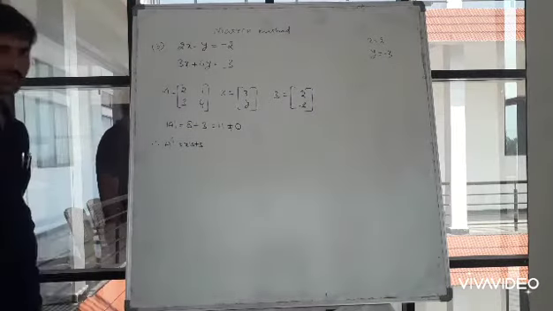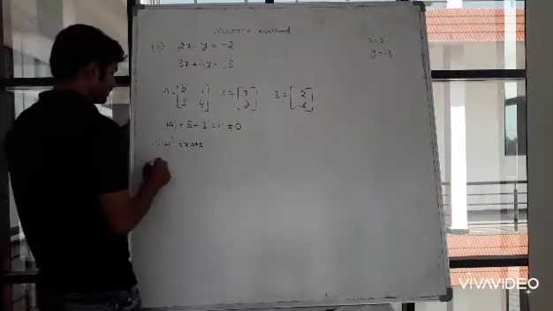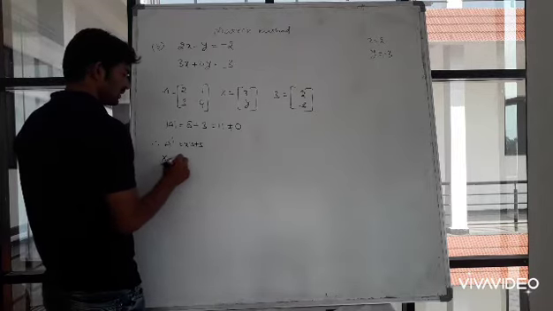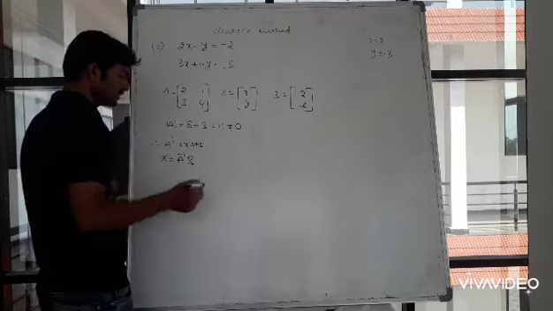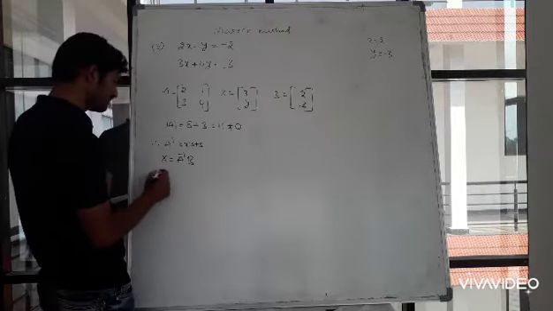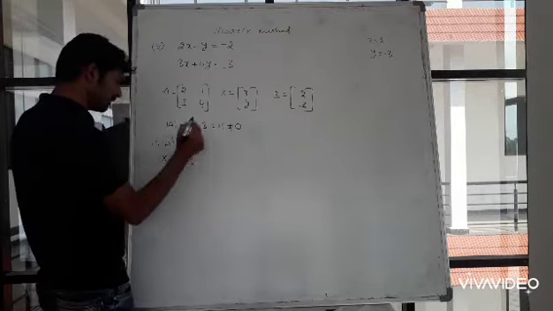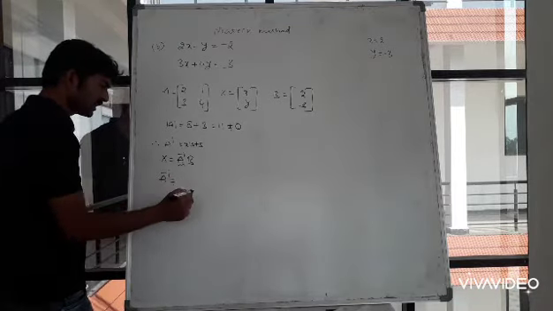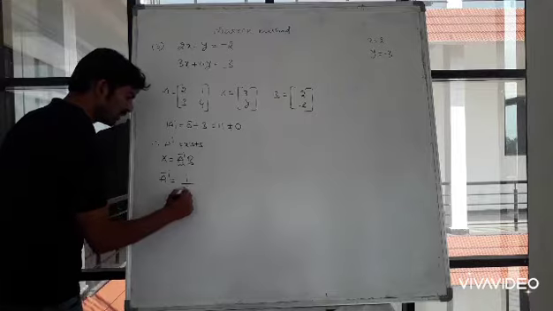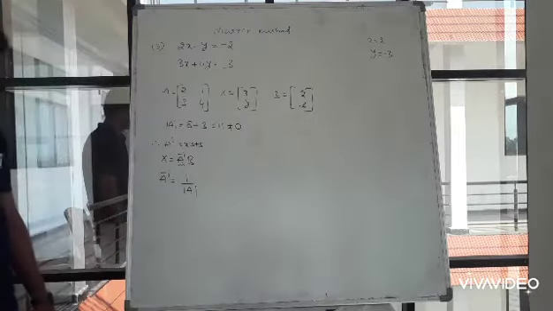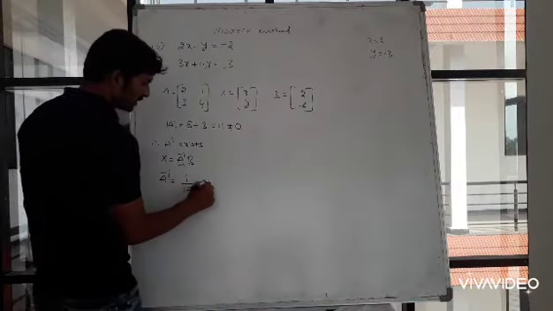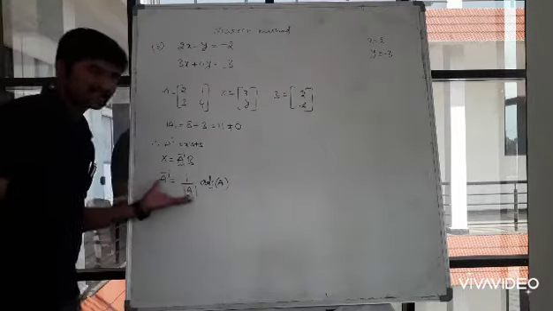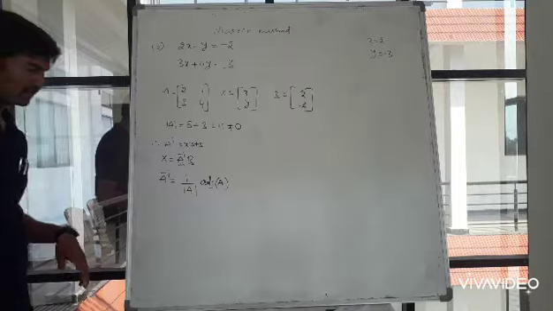A inverse exists. Therefore, now to calculate x, x is equal to A inverse into B. That is the formula. For that, first of all we need to calculate A inverse. What is the A inverse formula? A inverse is equal to 1 divided by determinant of A into adjoint of A. So by using this formula, we can calculate A inverse.